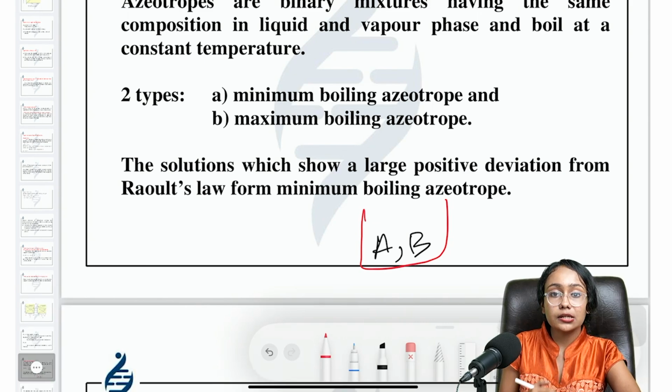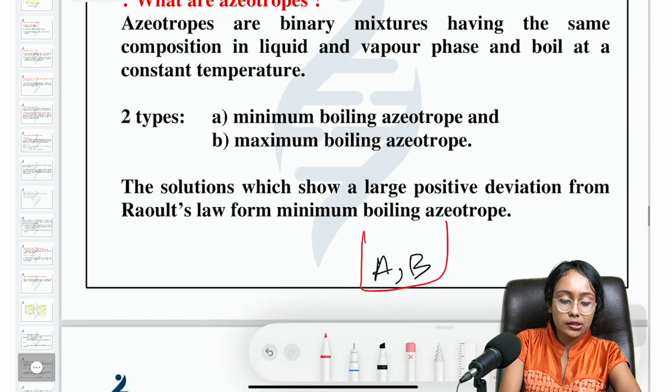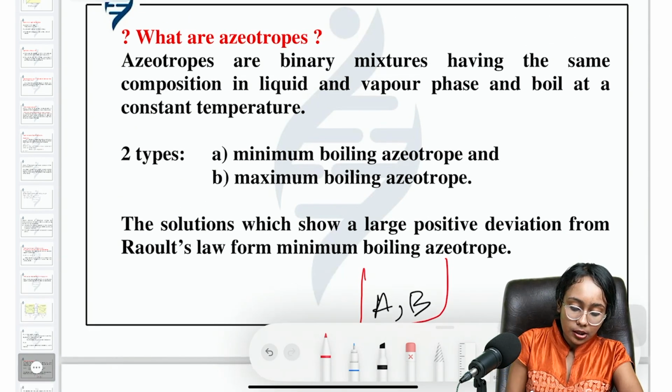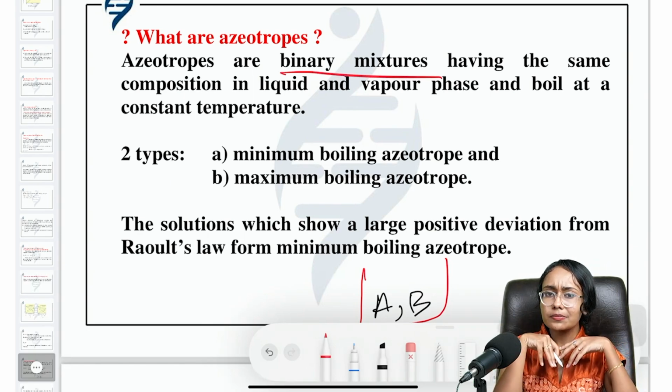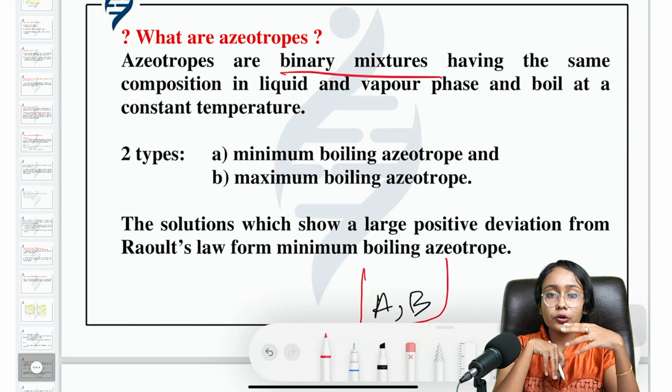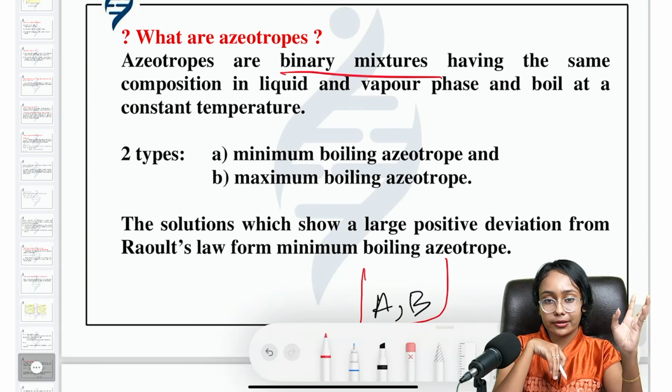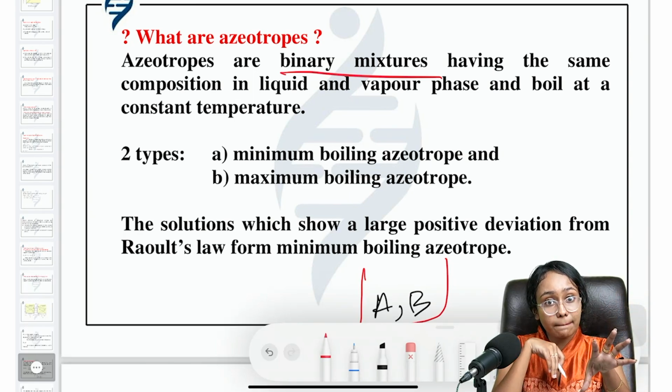Those are the properties of azeotropes. Azeotropes are binary mixtures. What is a binary mixture? In the previous session, in part 1 of solutions, I told you what a binary solution is. A binary solution means a solution having two components. A binary mixture means a mixture having two components. So an azeotrope is a binary mixture.